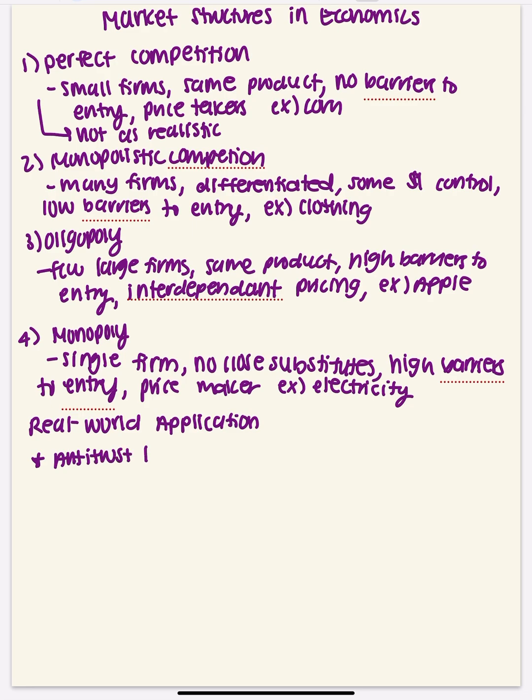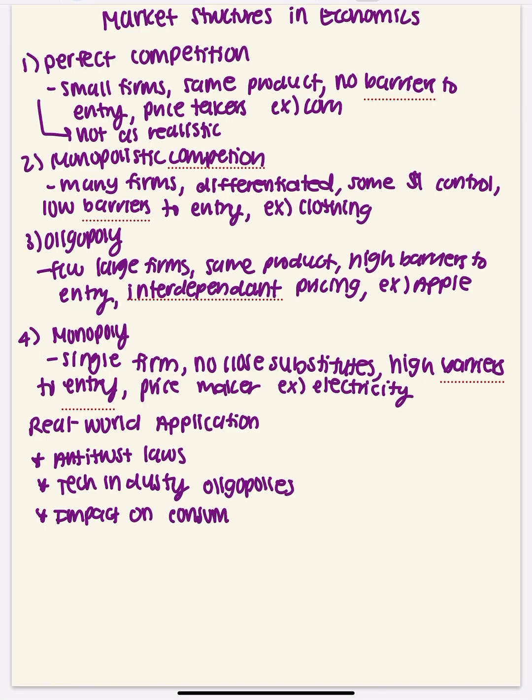So when it comes to some real-world applications, there are antitrust laws. Governments regulate monopolies to prevent price gouging and protect consumers. Price gouging is basically setting too high of a price because you know that you're the only seller. So this is completely illegal. And then there are tech industry oligopolies. Google, Amazon, and Meta shape digital markets with limited competition.